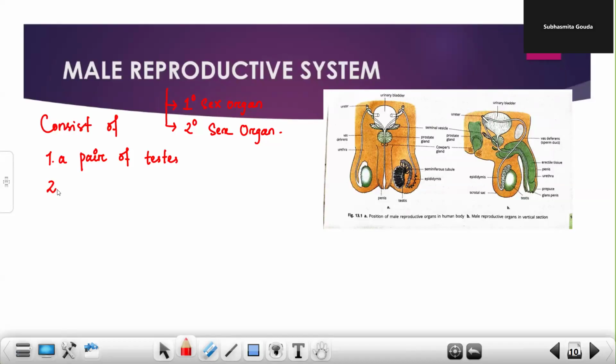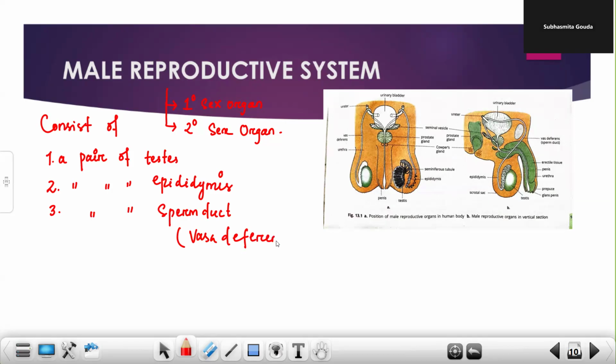The second one is a pair of epididymis. And the third one is the pair of sperm ducts. This sperm duct is also called the vasa deferentia. I will write it here. The other name of sperm duct is vasa deferentia. This is the plural form. If it is singular, then it will be called vas deferens.